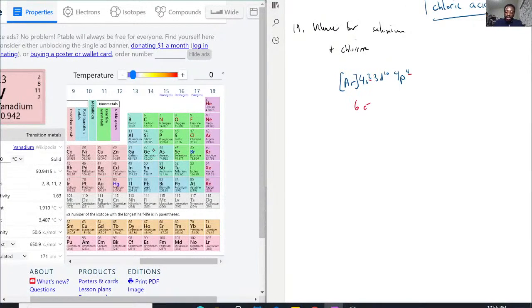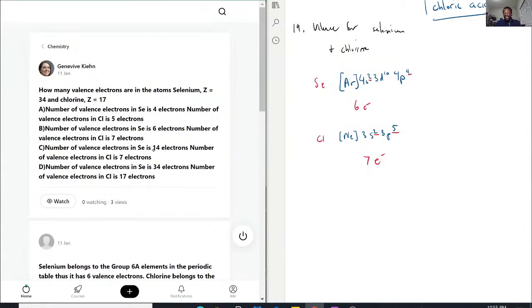Now for chlorine, let's just go ahead and start at neon. Okay, so this was selenium. For chlorine, we have neon, 3, because now it's going to be on the third row, s2, and it's going to be 3p5. So as we can see, the 2 and the 5, we add together to get 7 valence electrons. And that also matches the column, because those in column 17 do indeed have 7 valence electrons. So let's see what we can choose here.